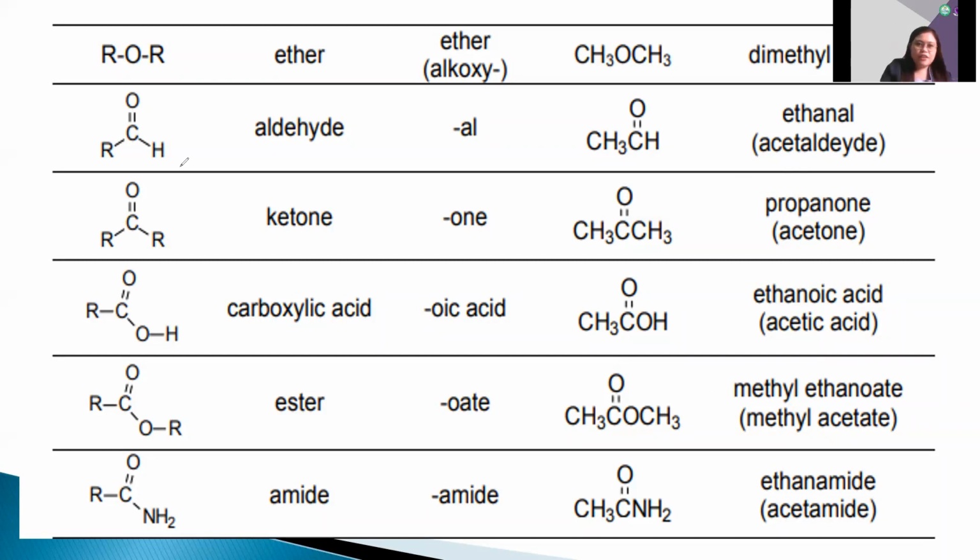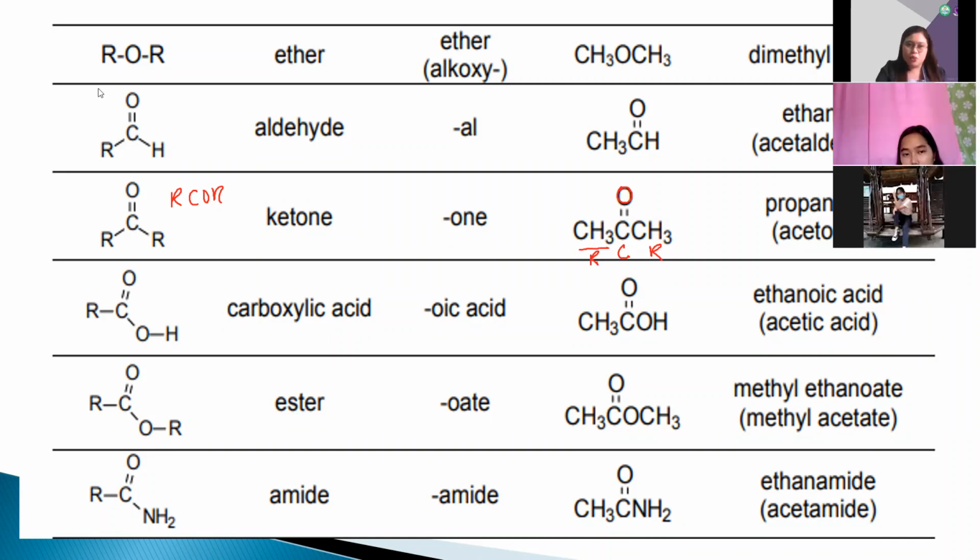Now, for the ketone, our general formula is R-CO-R, RC double bond O, R. Let's have a specific example. You have here CH3 as the R, and then this is the C, O, and then the CH3 here will also be the R. So any functional group, but nevertheless, since you have C double bond O at the center, this is called a ketone. To be exact, this is called propanone, but commonly tinatawag natin siyang acetone.